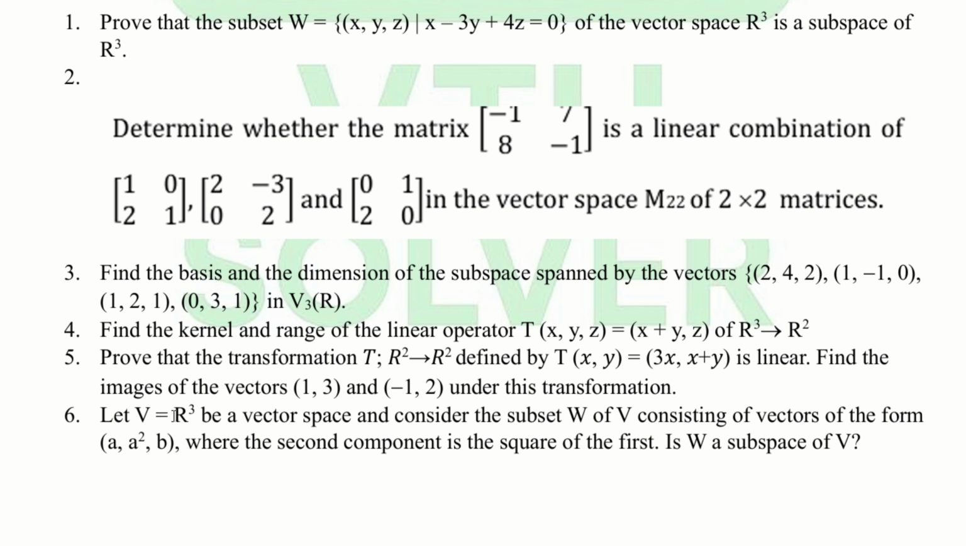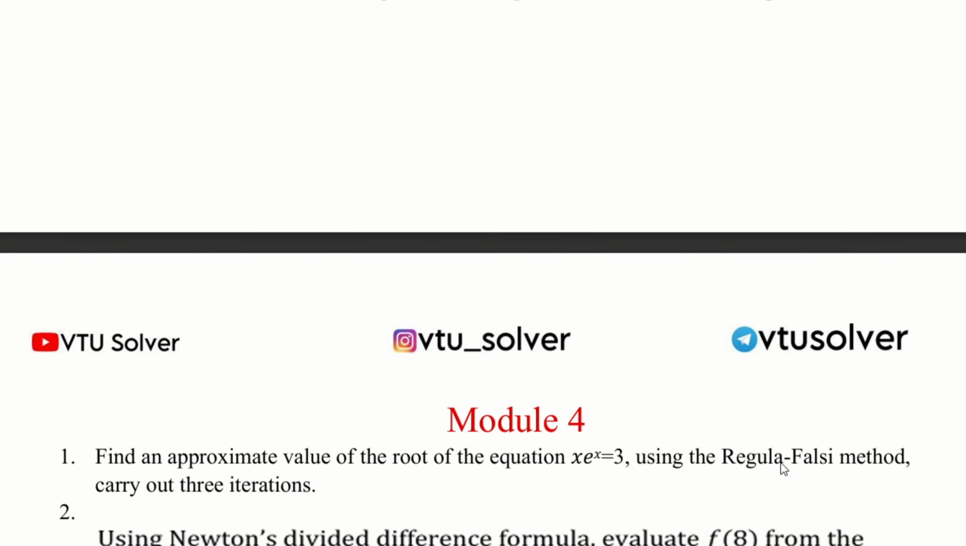And the sixth question is let V = R³ be a vector space and consider the subset W of V consisting of vectors of the form (a, a², b), where the second component is the square of the first. Is W a subspace of V?